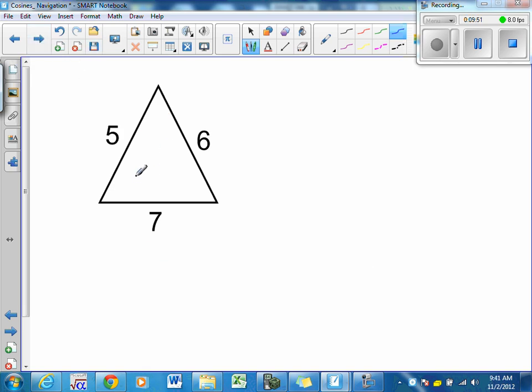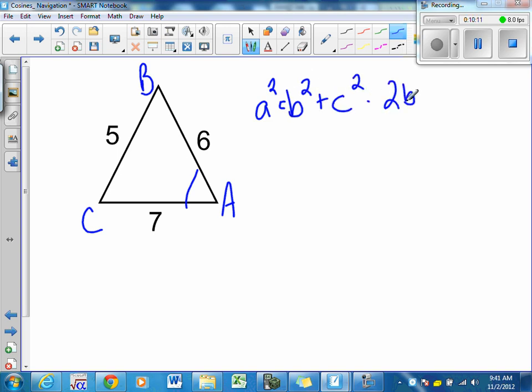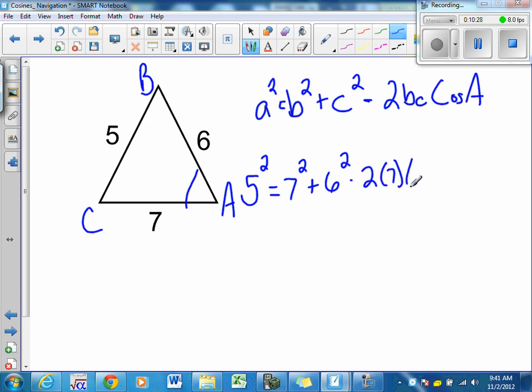Now, if we just know the three sides and we don't know any angles, we're going to pick an angle to try to find. I'll call this one A, opposite BC. We're going to use this formula for law of cosines. And you realize we know everything but the angle. So I can say 5 squared equals 7 squared plus 6 squared minus 2 times 7 times 6 times cosine of A.